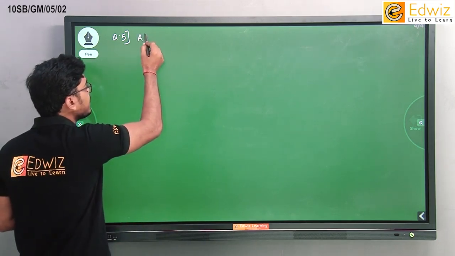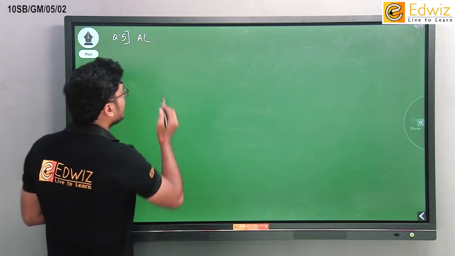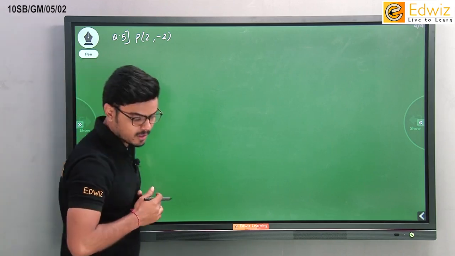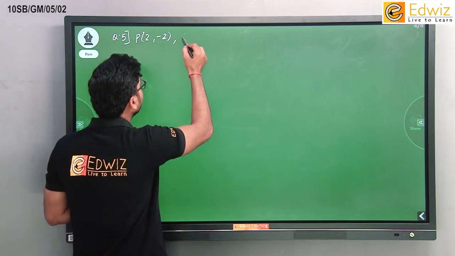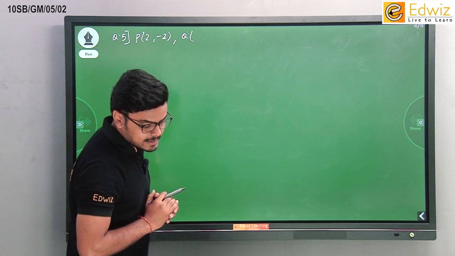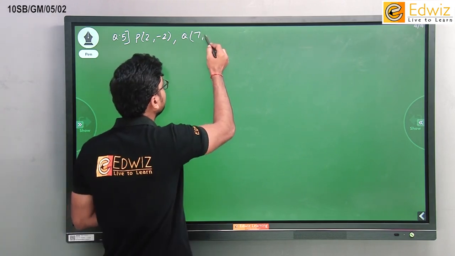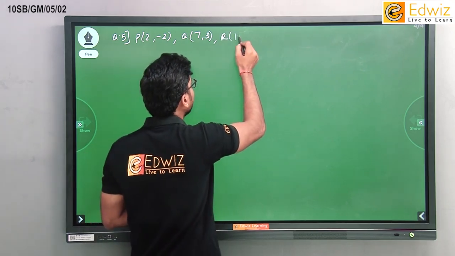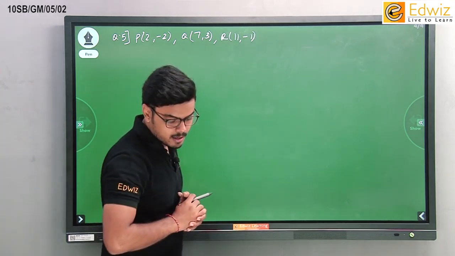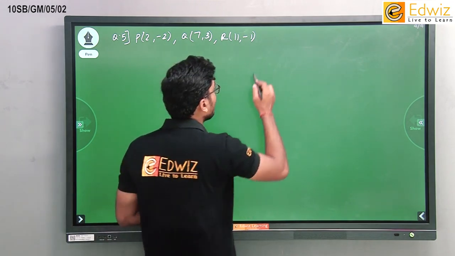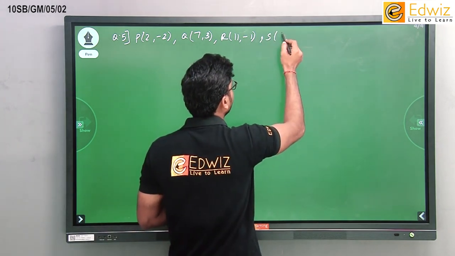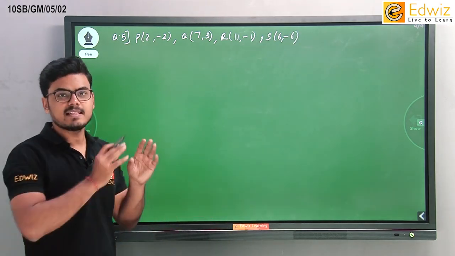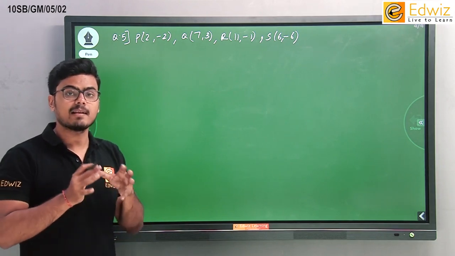There are 4 points given to us. Point P (2, -2), point Q (7, 3), point R (11, -1) and point S (6, -6). Now we have to prove that these 4 points are vertices of a parallelogram.